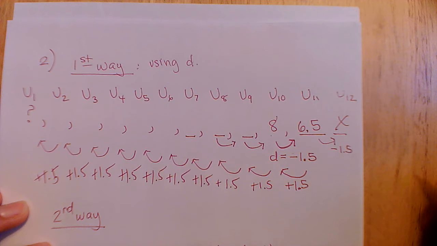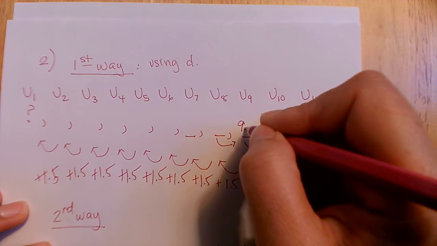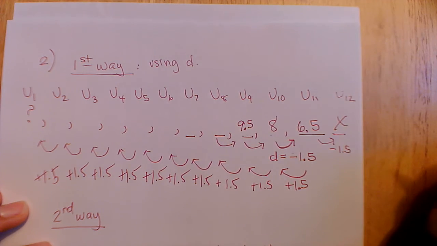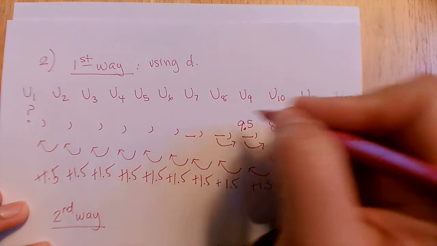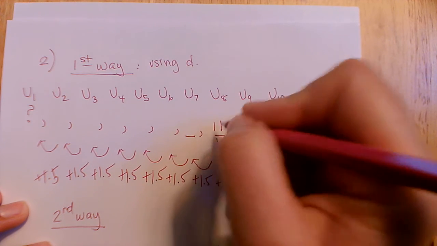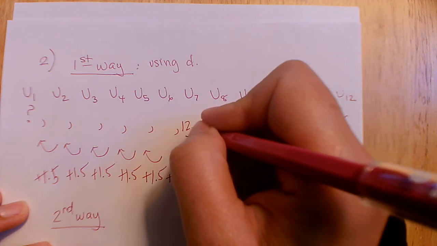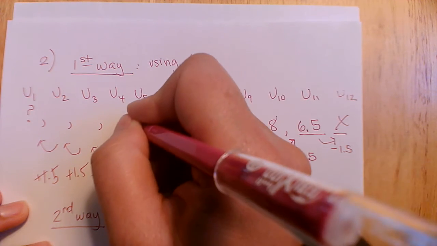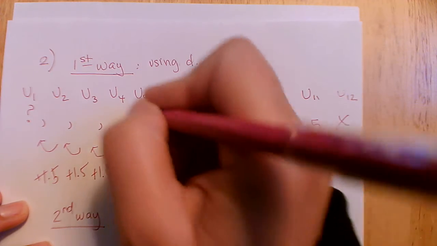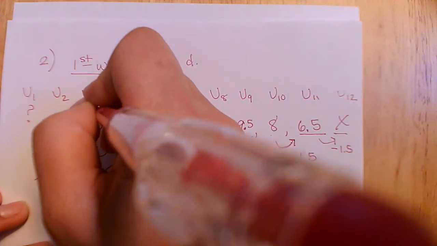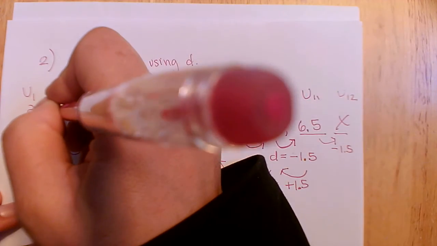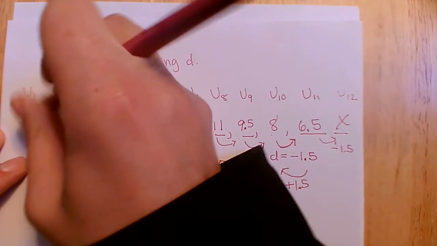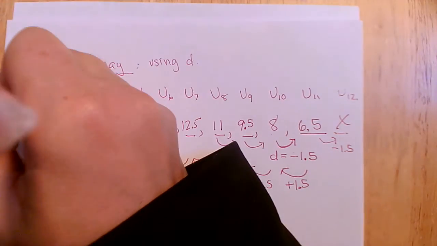Well, let's do it, okay? So U sub 9, if we added 1.5, it would get 9.5. U sub 8 would be 11. U sub 7 would be 12.5. U sub 6 would be 14. U sub 5 is 15.5. U sub 4 is 17. U sub 3 is 18.5. U sub 2 is 20. And erasing this question mark, U sub 1 is 21.5.